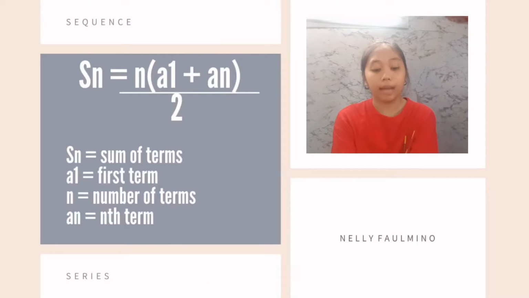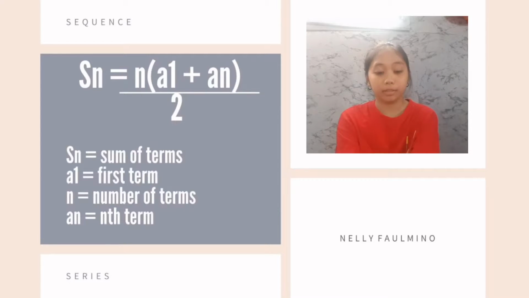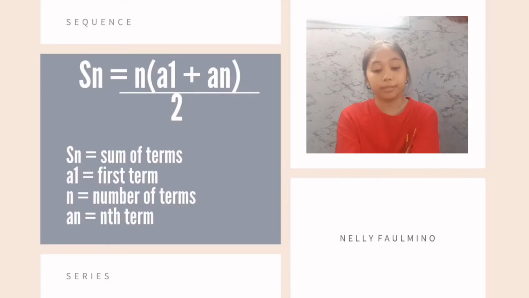And if we already have the value of our nth term, we can use the formula s sub n equals n times the quantity a sub 1 plus a sub n, divided by 2, where s sub n is the sum of n terms, n is the number of terms, a sub 1 is the first term, and a sub n is the nth term.